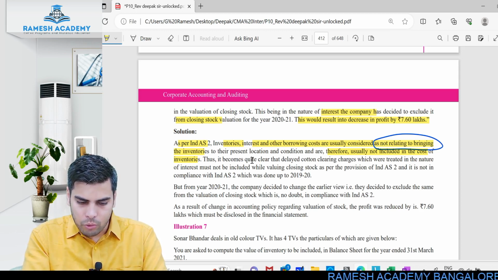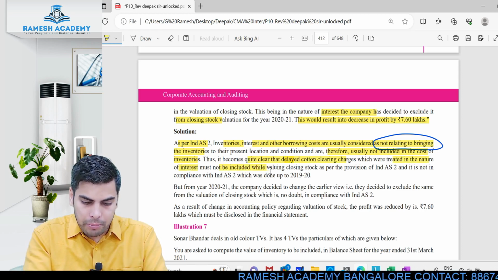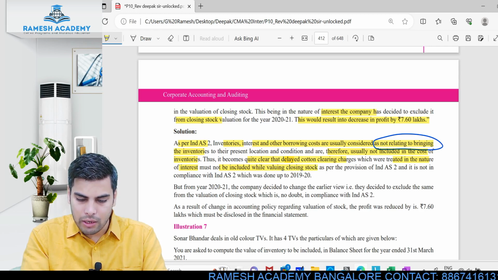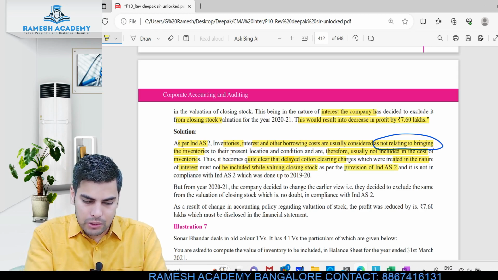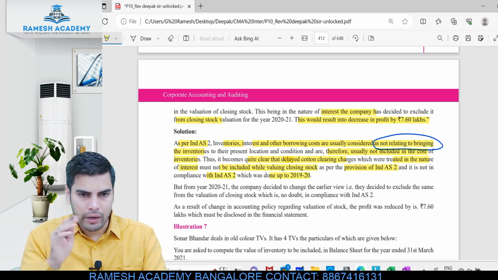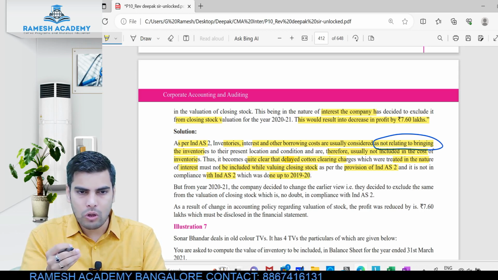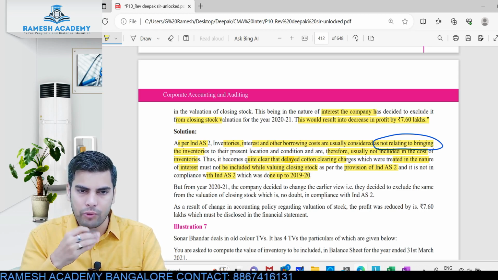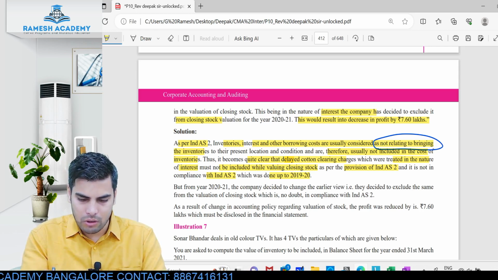Thus, it becomes quite clear that delayed cotton clearing charges, which are treated in the nature of interest, must not be included while valuing the closing stock as per the provision of Indian Accounting Standard 2. And what was done up to 19-20 is not in compliance with Indian Accounting Standard 2. Till 19-20, they have been wrongly adding it. This was not supposed to be included in the cost of inventory, but they were including it, which was the wrong treatment.